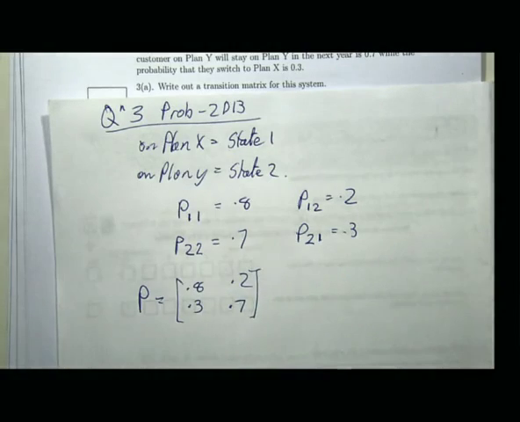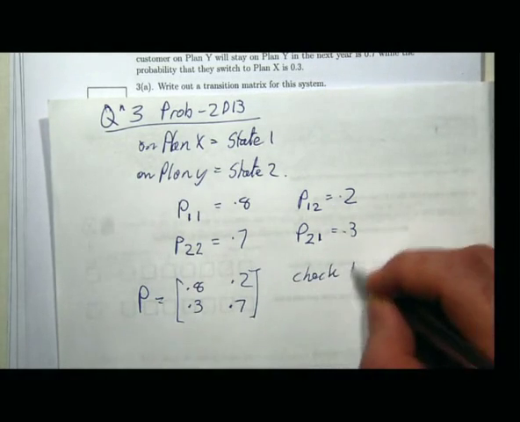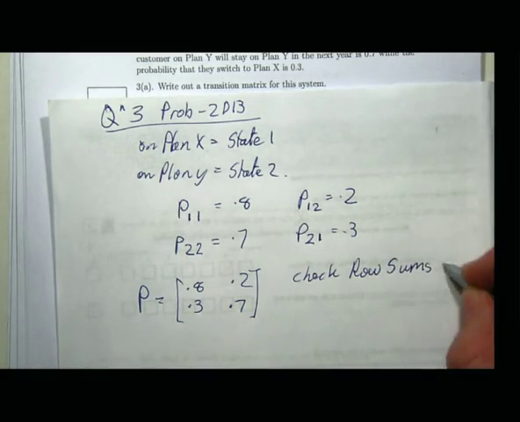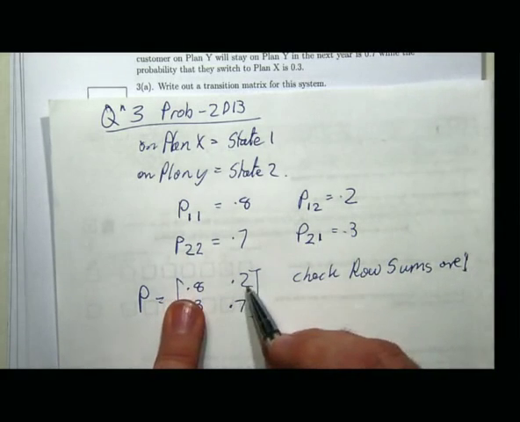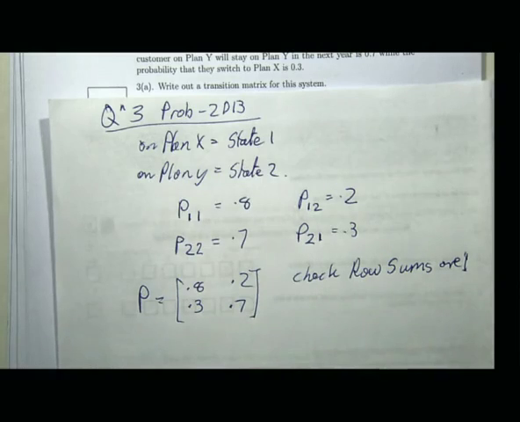All right. I'm going to stop at this point and check. Check the row sums. So 0.8 plus 0.2 is equal to 1, check. 0.3 plus 0.7 equal to 1, check. Sweet. I haven't stuffed up yet.